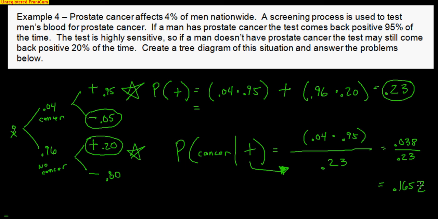0.1652. So hopefully you could take a second there, pause the video if you need to process that and understand what's happening there. So basically what happens is if you go in and you get a test and the test comes back positive, there is a 16.52% chance that you actually have cancer.